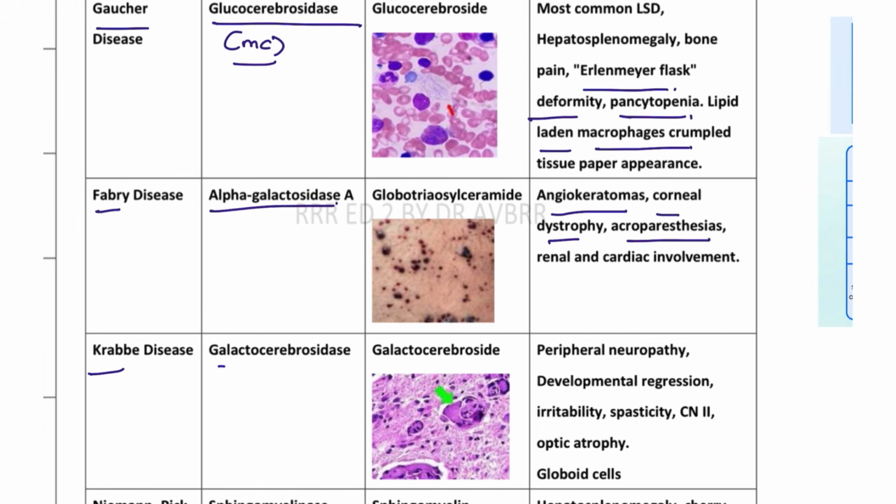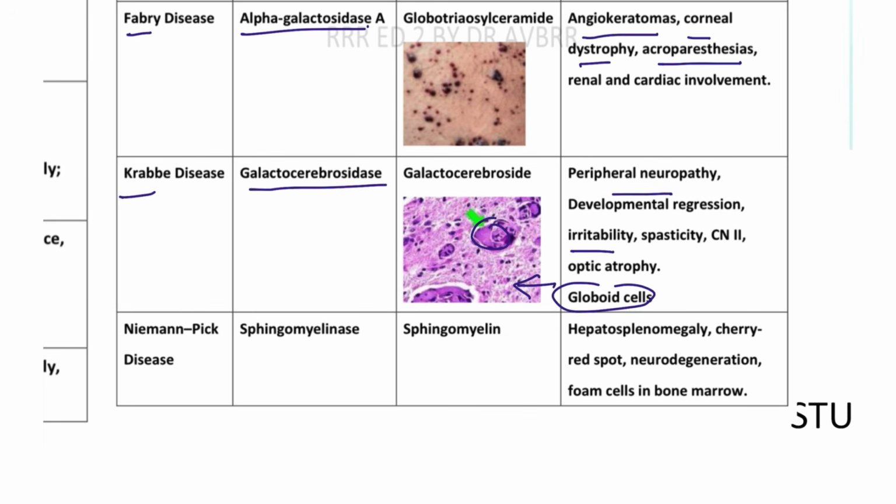Krabbe disease, galactocerebrosidase deficiency, and peripheral neuropathy, irritability, and on biopsy you are going to see globoid bodies. Niemann-Pick disease, sphingomyelinase deficiency, and it is going to cause hepatosplenomegaly, and the cherry red spot is also seen.